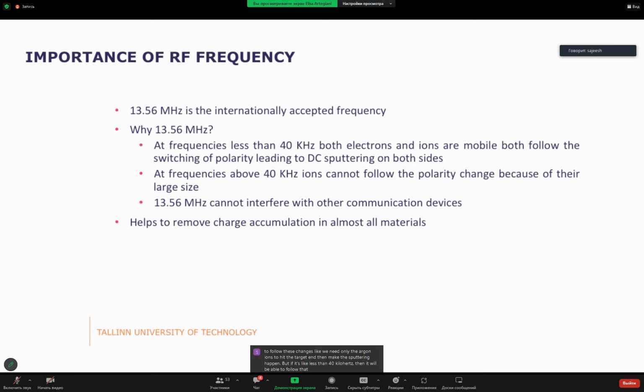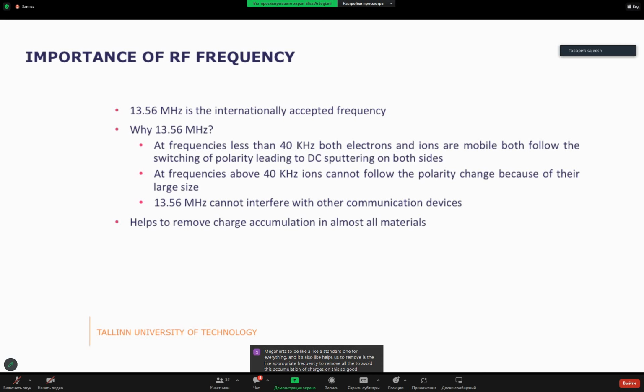But if it's more than that, it will always be focused onto the target, and we will get much more sputtering from the targets. Also, there are some regulations, and they decided to make 13.56 megahertz the standard one for everything. It's also the appropriate frequency to avoid this accumulation of charges on this charged material.